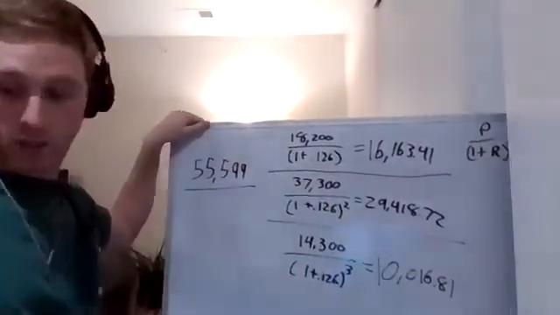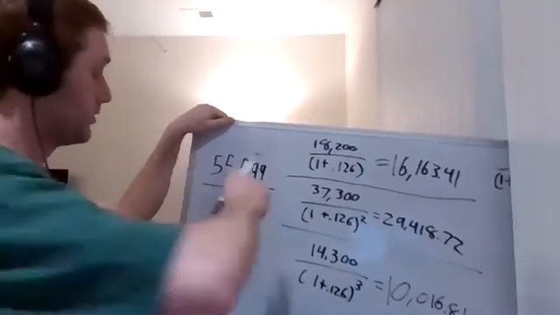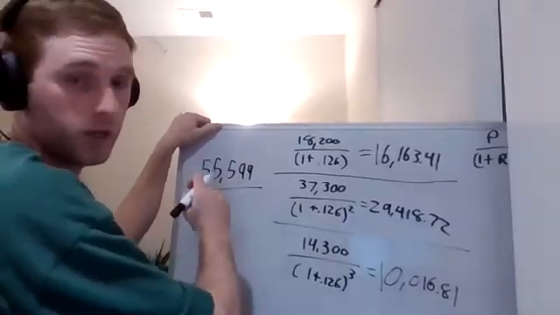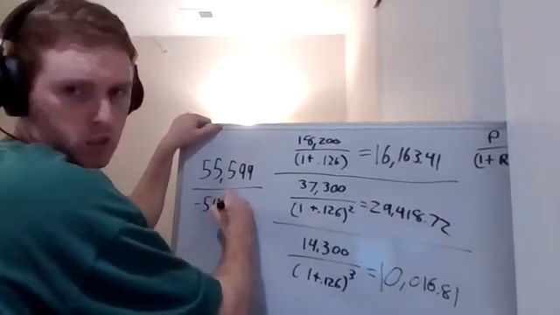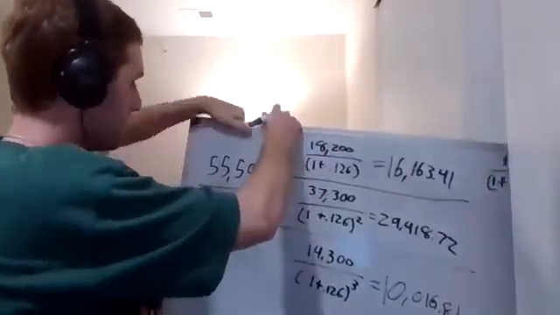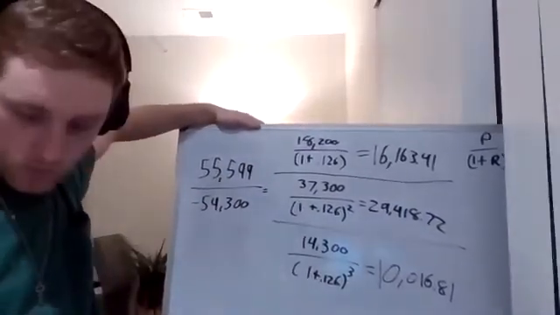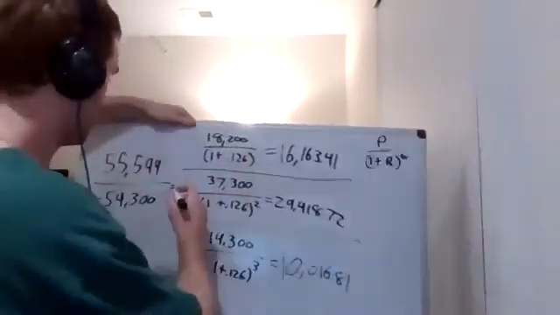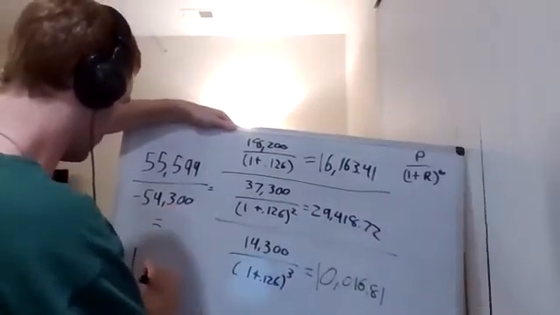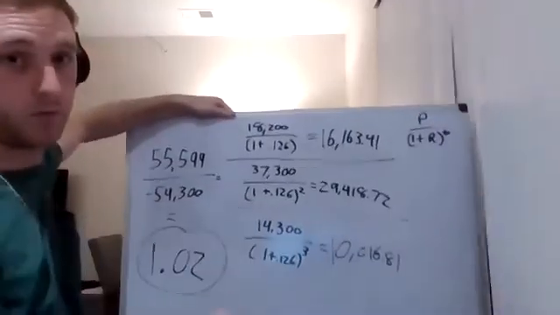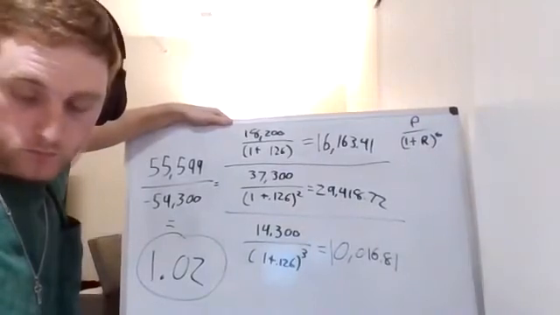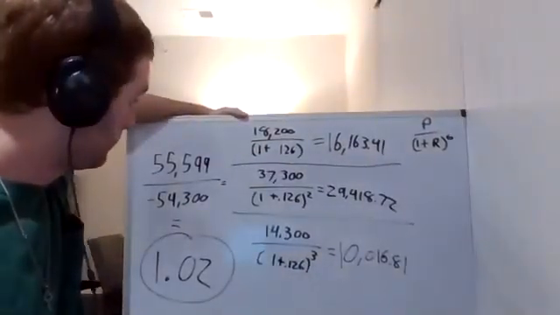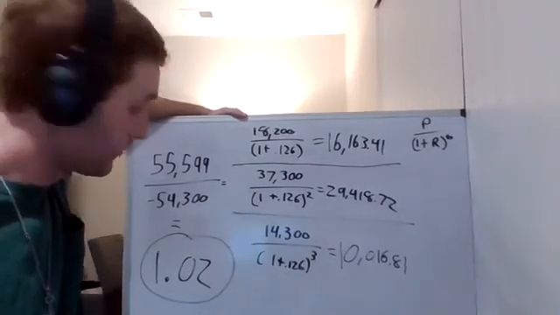Now you have the profitability index equation written down, right? So this is our total cash flow. Now we divide it by our initial investment, negative 54,300. And that gets us 1.02. Yes, 1.02. Anybody tracking?